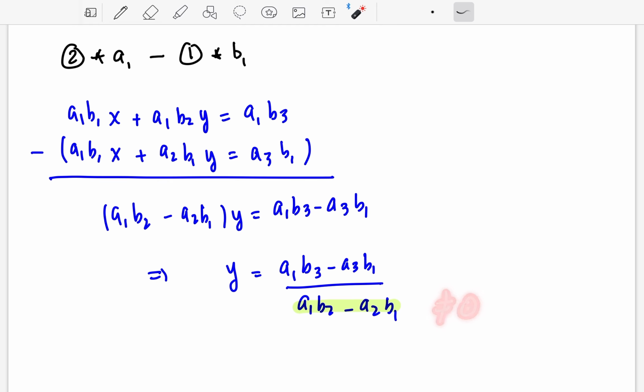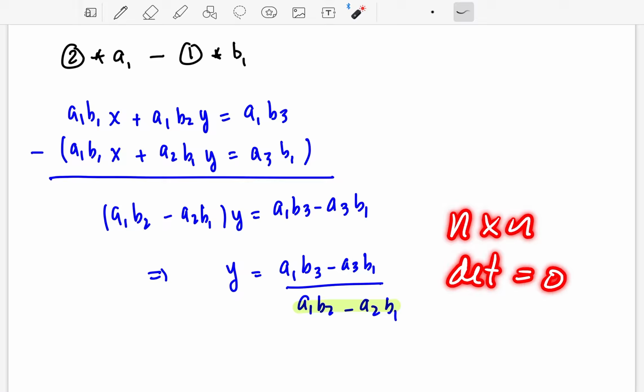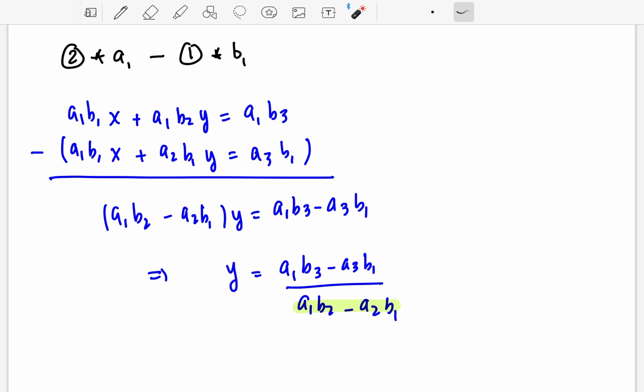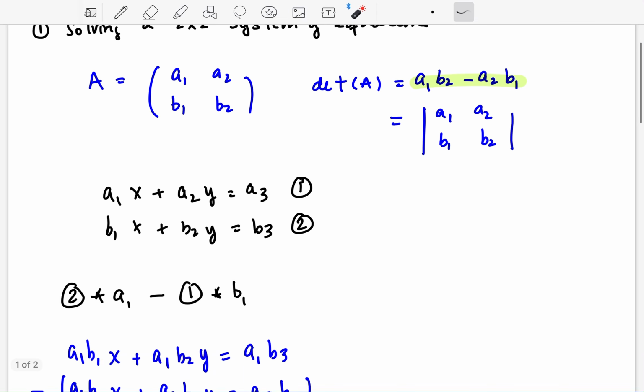If you have an n by n system and the determinant is equal to 0, then that system does not have a solution. So this is why it's called a determinant, because it helps you determine whether the system has a solution or not. So that's one.